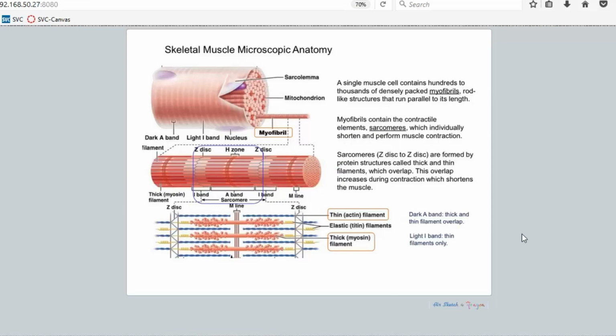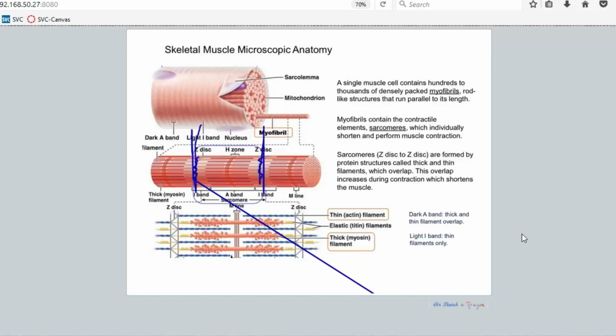So specifically, you can see that there's a whole lot of individual stuff going on here. These Z discs, H zones, A bands, I bands, M lines, all that kind of stuff. And you don't necessarily need to know all that, but what I do want you to know is that a sarcomere runs from what we call Z disc to Z disc.